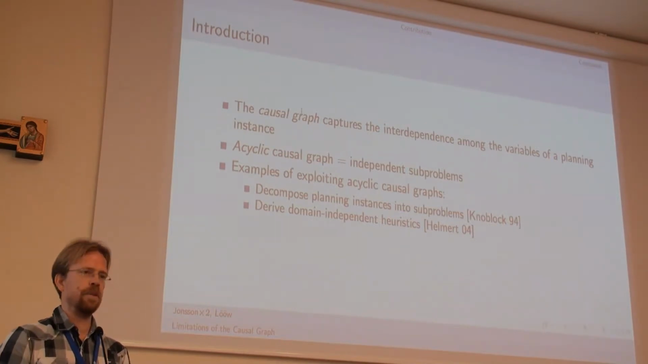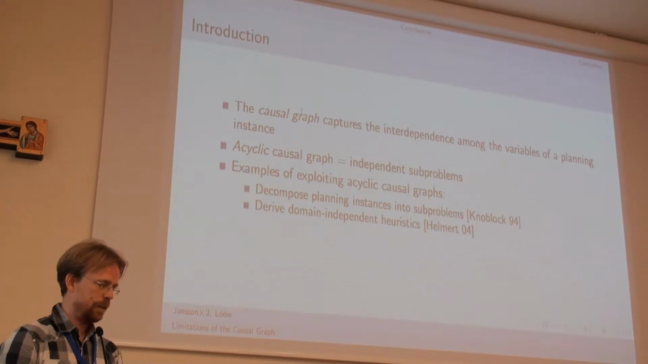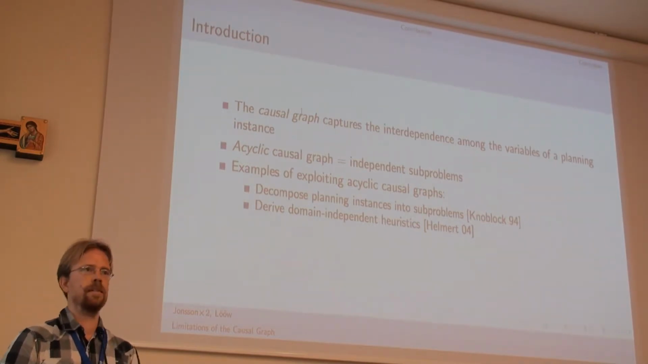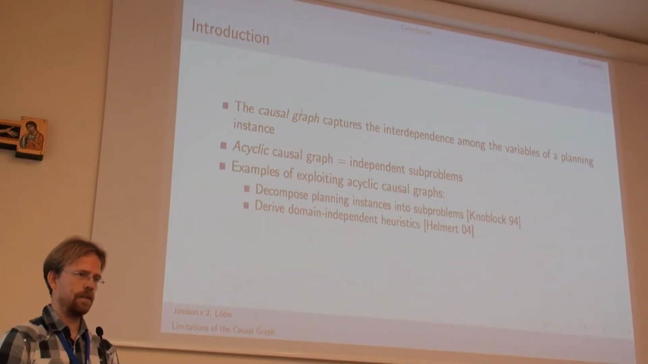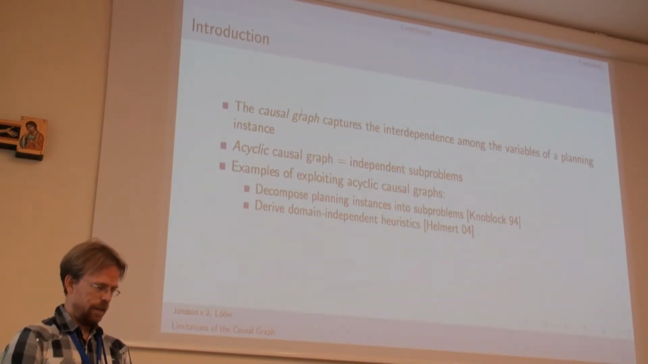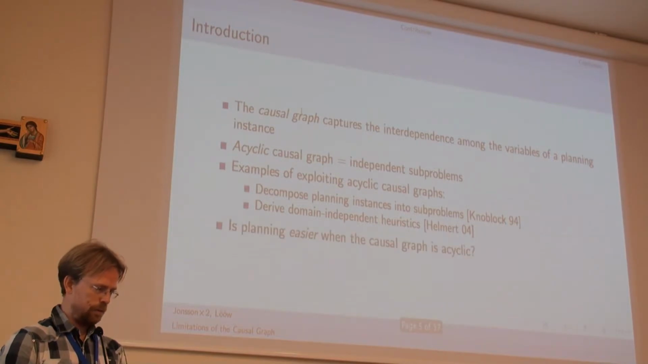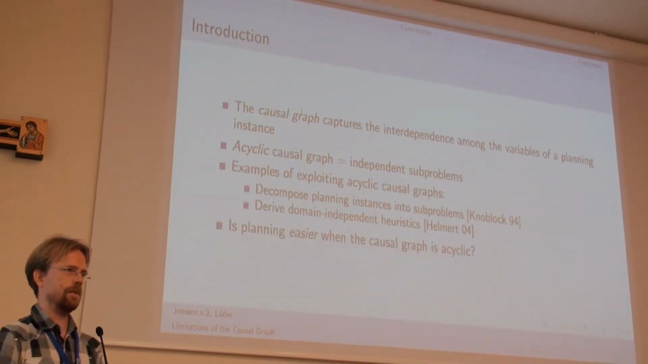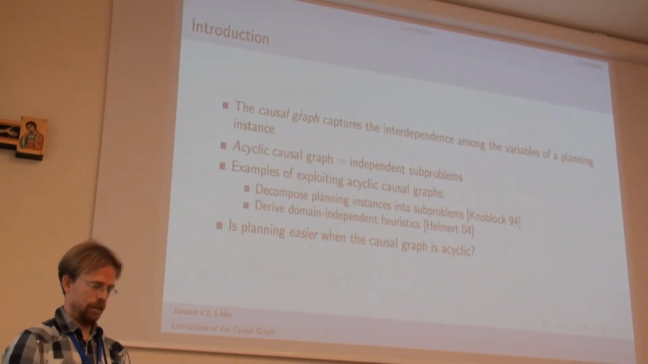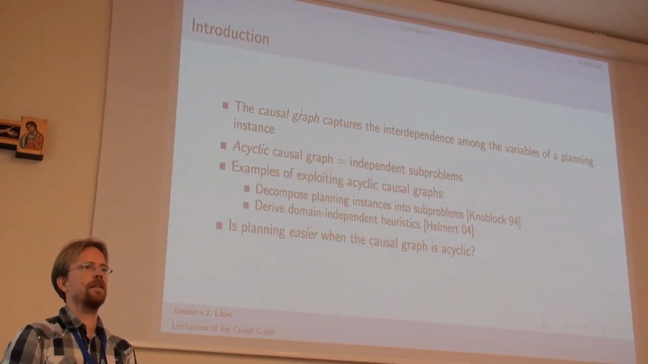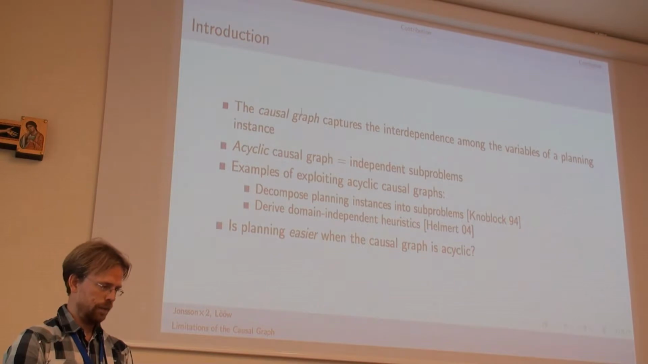So there are several examples of research exploiting the fact that the causal graph is acyclic. A couple of examples are decomposing planning instances into sub-problems, and Malte derived this causal graph heuristic. And so the question we want to ask here is whether planning is easier when the causal graph is acyclic or not. So in the next couple of slides I'm going to try to formulate this question in a more formal way.